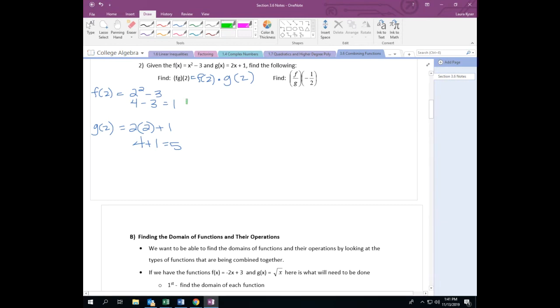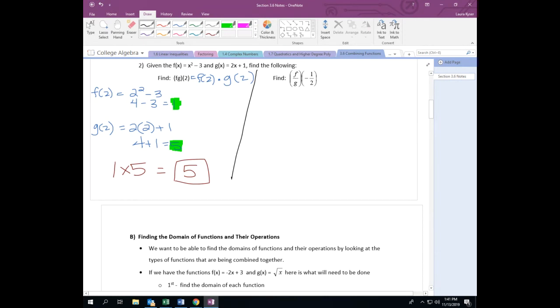Now, as soon as we have our two outputs, here's my one output, here's my second one, now we're going to complete the operation. So I take f of 2, which is 1, and multiply it with g of 2, which is 5. And 1 times 5 is 5, and this is your final answer. So f times g of 2 is 5. So our final answer here is a value. Whoa, that's kind of crooked, but I guess it doesn't matter.